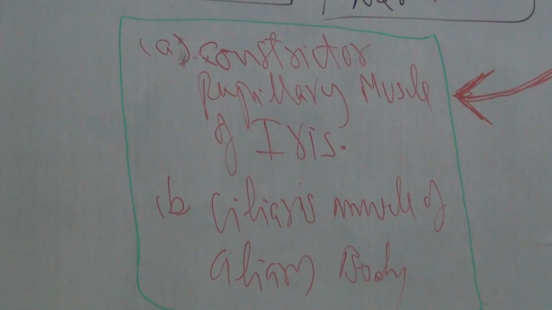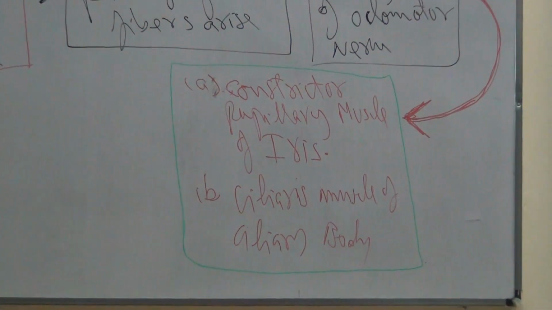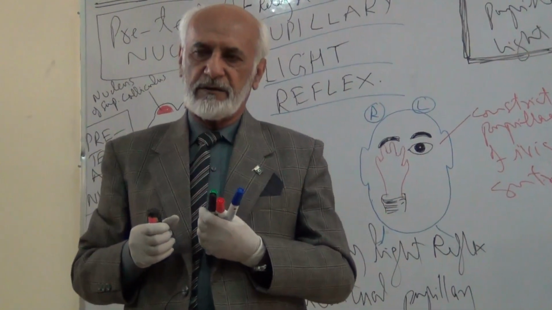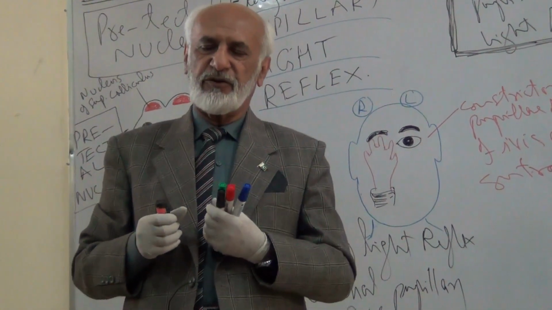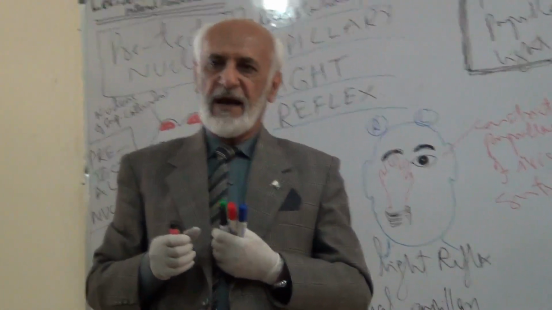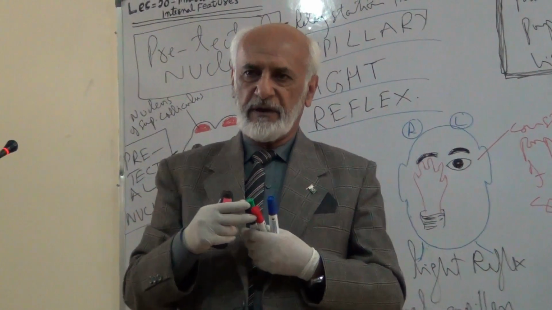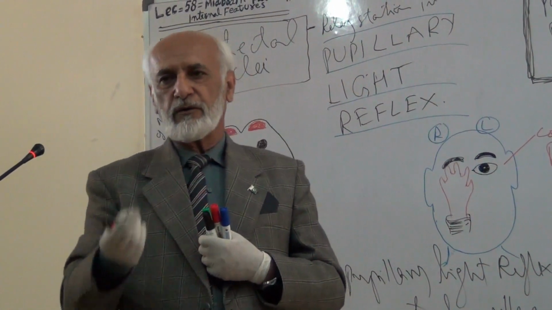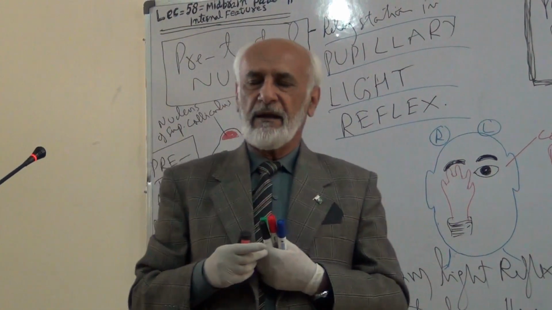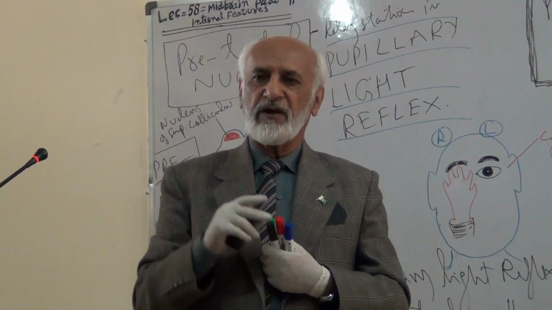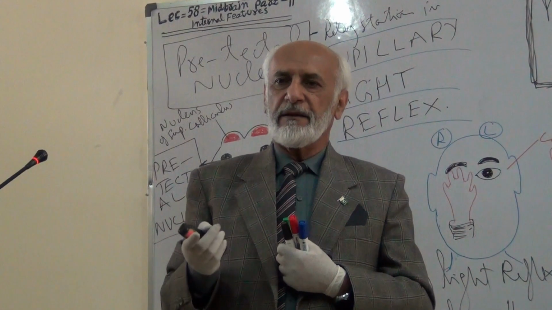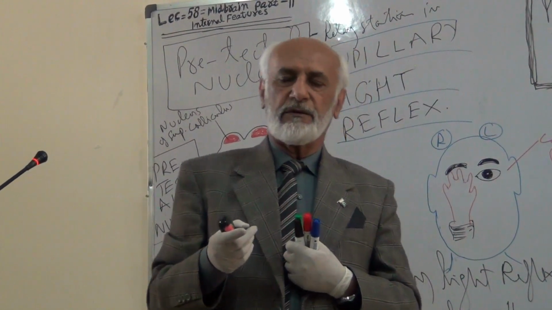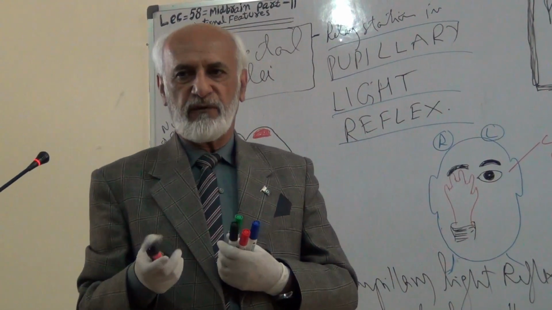So pupillary light reflex, what is that? When we throw a light in an eye covering the other eye, the pupil of the eye constricts because of contraction of the constrictor pupillae muscle of the iris supplied by parasympathetic nerve. The pupil of the covered eye also constricts, although you are not throwing light directly on the other eye. This is known as the consensual light reflex.